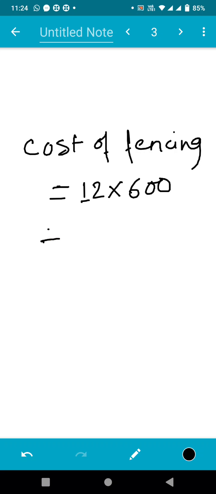Now in that way we'll get the final price, that is 7200. Fine. So this would be the total cost for fencing the rectangular park with length 175 meter and breadth 125 meter. Okay, now let's move on to question number 15, students.